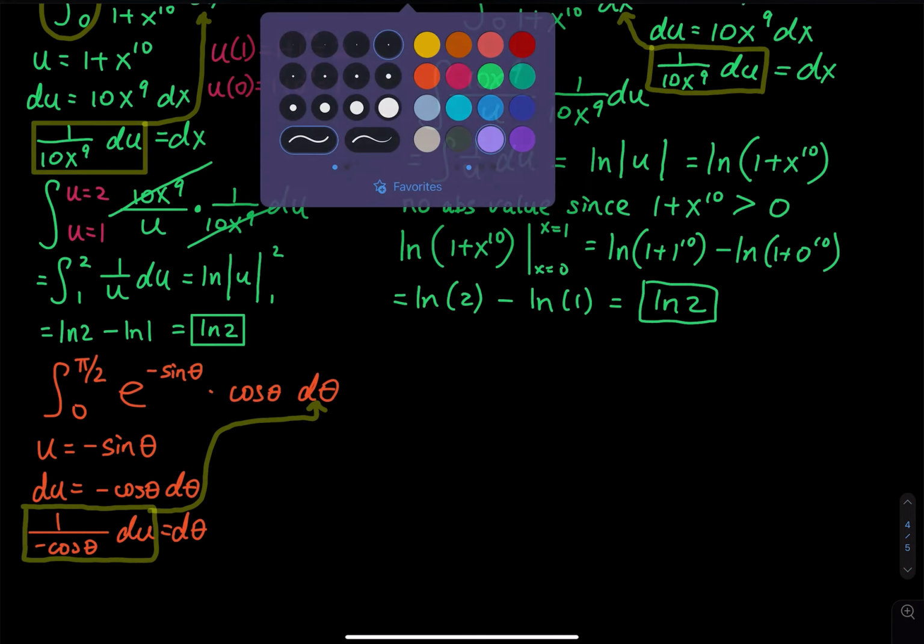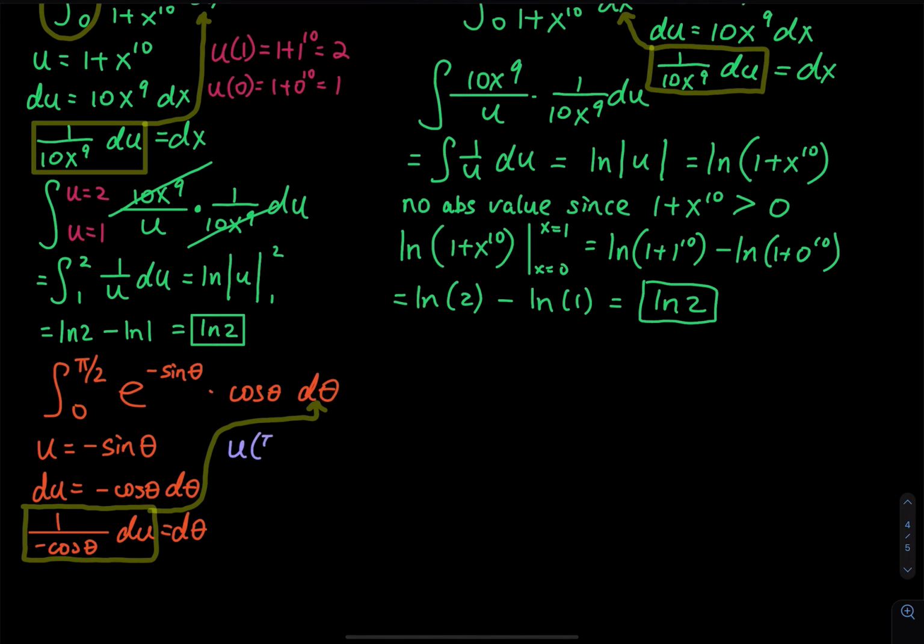So we are going to do u of pi over 2. That is equal to negative sine of pi over 2. Sine of pi over 2, that is 90 degrees. At that point, y is equal to 1. So you have negative 1.